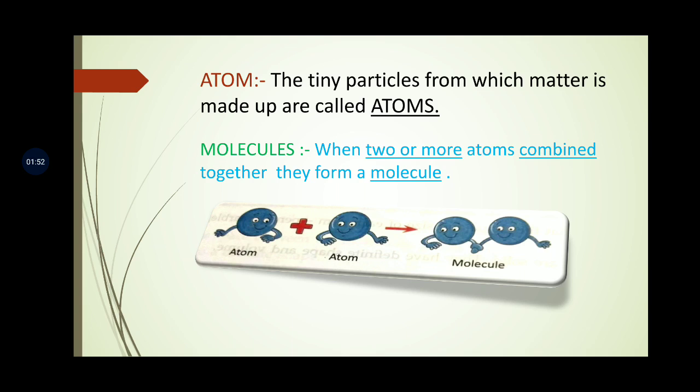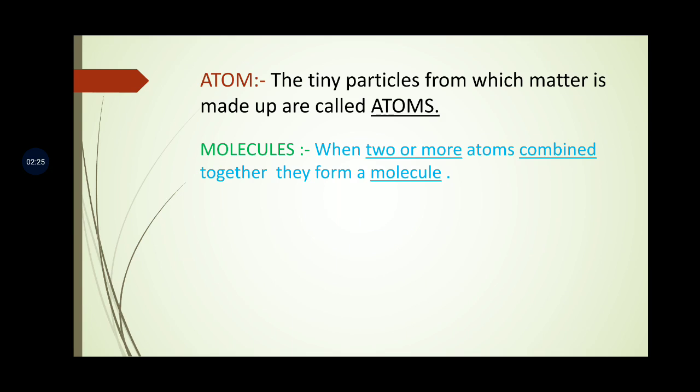Next term is atom. The tiny particles from which matter is made up are called atoms. We will discuss the matter. Now, matter is again made up of very tiny particles. And those tiny particles are called atoms when they are in the single form. Okay? And when two or more atoms are combined together, they become molecules.